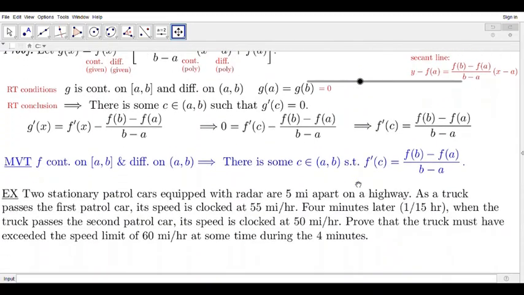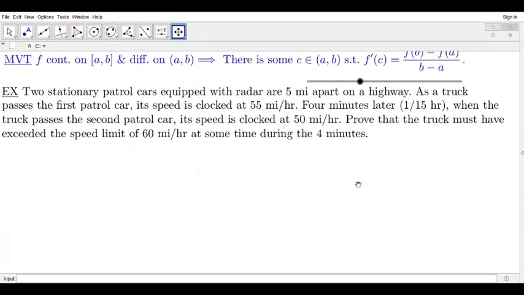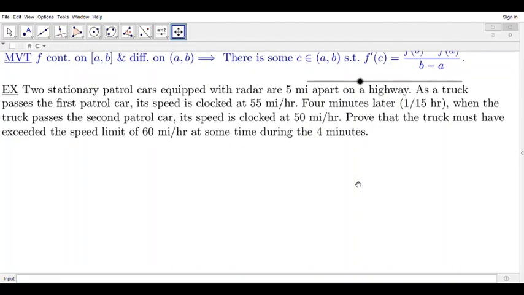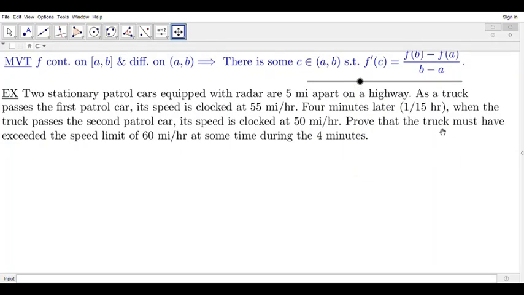For reference, here is a statement of the mean value theorem. Alright. Example. Two stationary patrol cars equipped with radar are 5 miles apart on a highway.